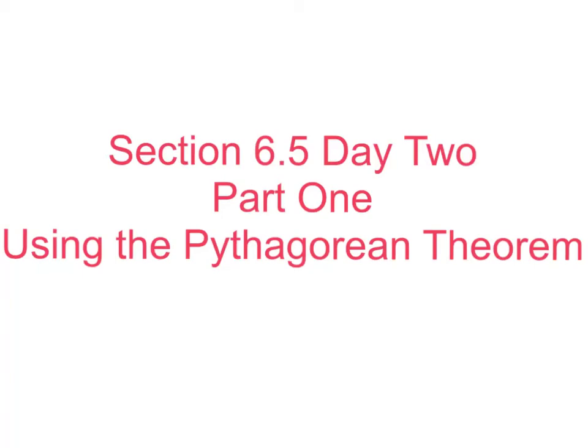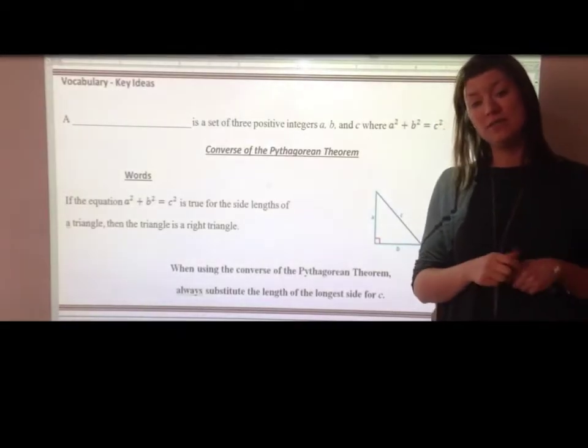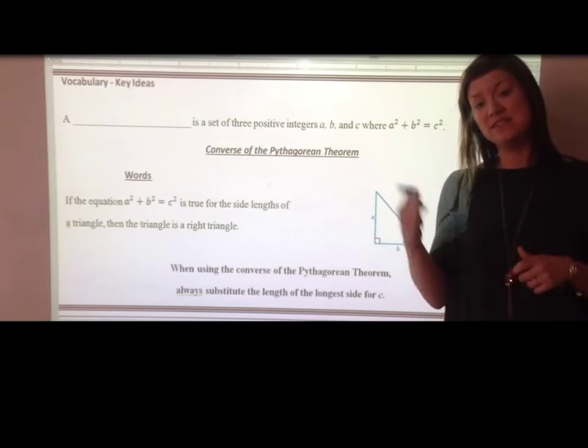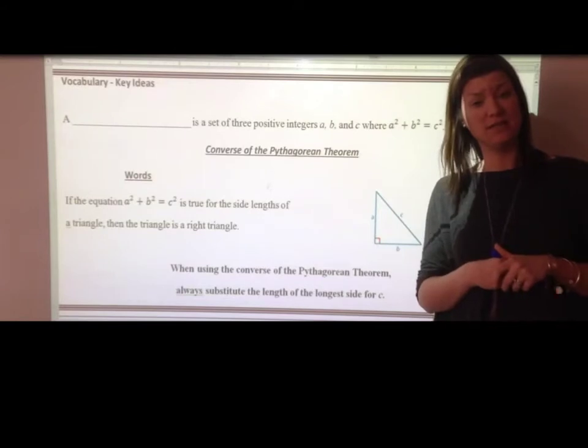This is section 6.5, day 2, part 1, using the Pythagorean theorem. This is the back of the 6.5 notes. You'll have part 1 and then part 2, and your checkpoint is at the end of part 2. All right, so this is day 2 of our notes for section 6.5. This is the back of the notes. We're going to start here and we'll finish this for tonight.